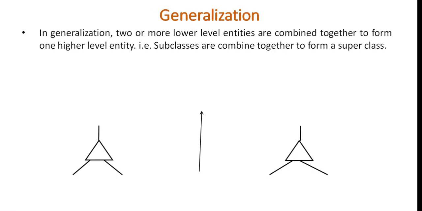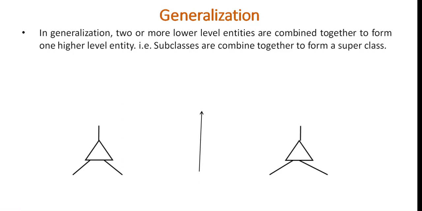Then we have another type of concept here, which is important in the enhanced entity relationship diagram: generalization. Okay, so generalization is what? Here two or more lower level entities are combined together to form one higher level entity. Means, see, we have just studied superclass and subclass. A superclass is a parent class, that's why it is also called a higher level entity. And subclasses, which are inherited from the superclass, are called lower level entities.